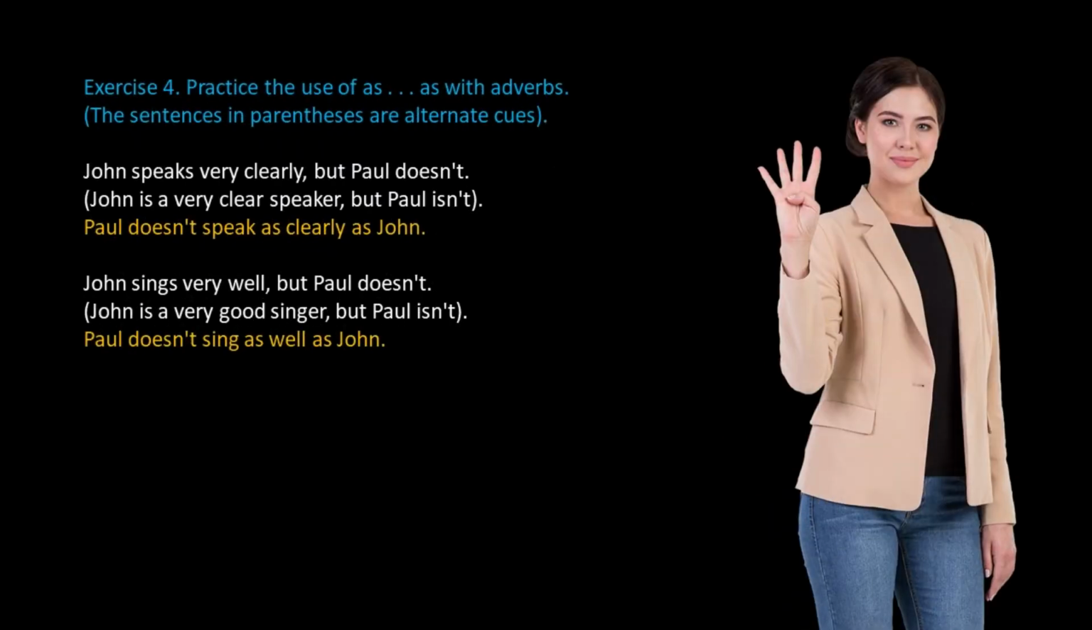Exercise 4. Practice the use of as with adverbs. The sentences in parentheses are alternate cues. John speaks very clearly, but Paul doesn't. John is a very clear speaker, but Paul isn't. Paul doesn't speak as clearly as John. John sings very well, but Paul doesn't. John is a very good singer, but Paul isn't. Paul doesn't sing as well as John. Now, please do the following exercise. You can pause your video while doing your exercise.